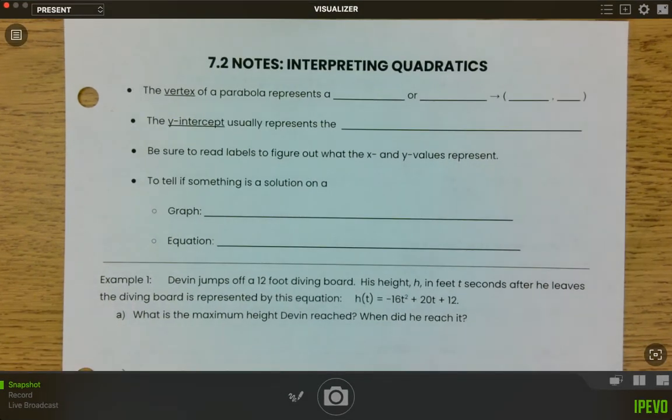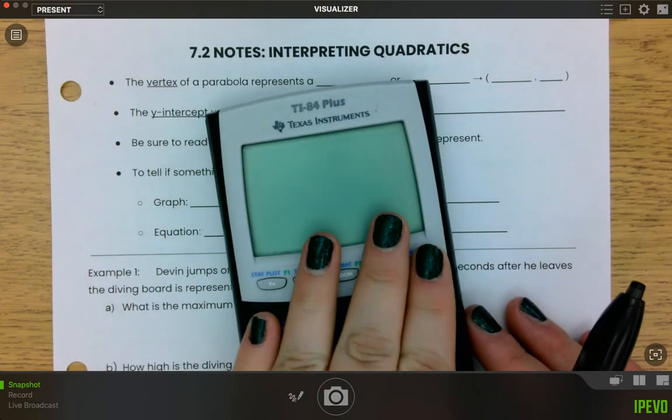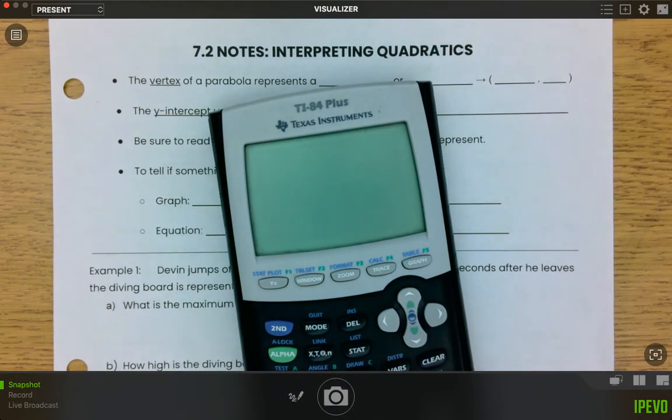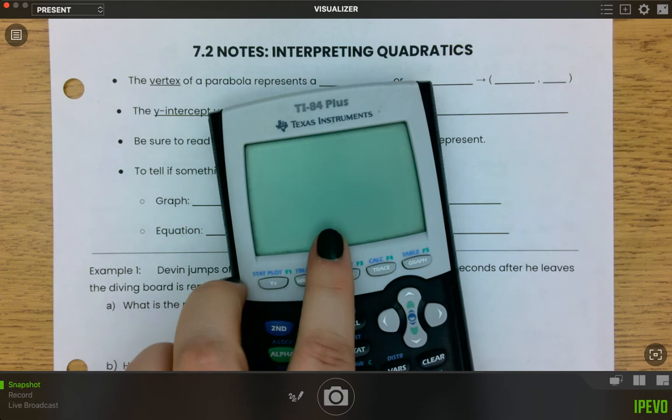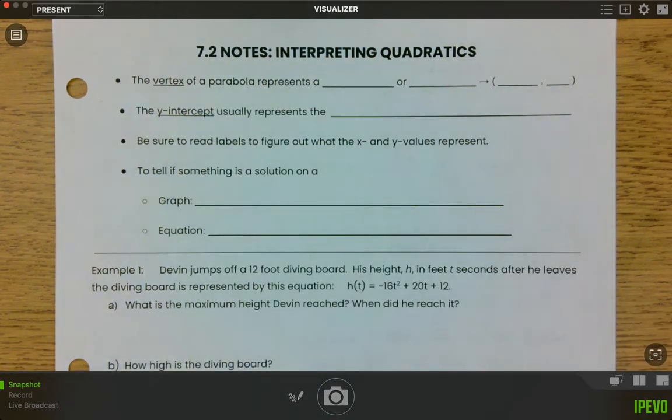Welcome to the 7.2 notes. I will say right now, you guys are going to want a calculator with you. So pause this video, make sure you have a calculator. It doesn't have to be one of these, but you need a calculator. You can try and do some of this in your head, but you're not going to be able to do all of it. You're going to need a calculator for it.